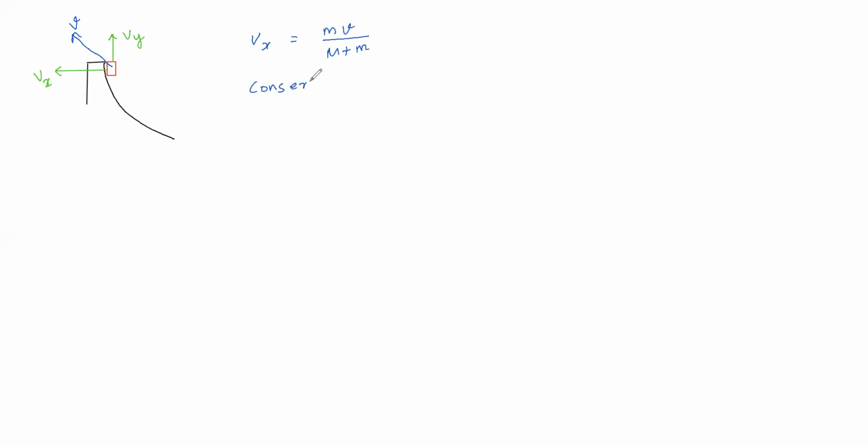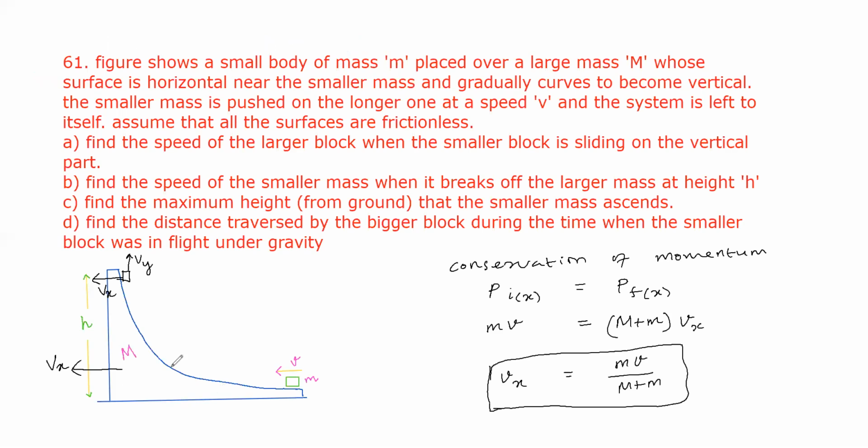According to conservation of energy, the initial energy of the system is equal to the final energy of the system. Initially, this larger block is at rest and only this smaller block is in motion, so it has only kinetic energy. Finally, when it leaves at height h, the larger block has kinetic energy and the smaller block has kinetic energy along the x direction as well as in the y direction.